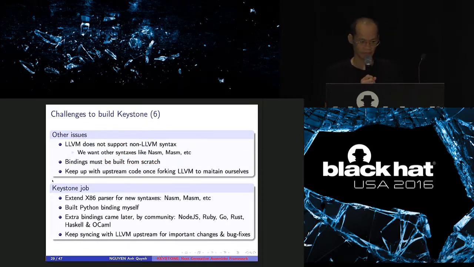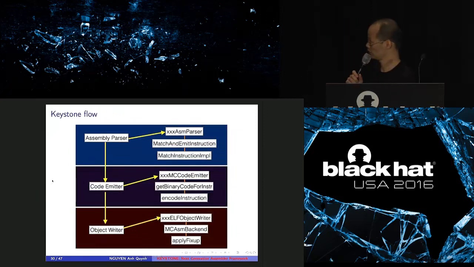Another issue is that LLVM doesn't support non-LLVM syntax, and there are no bindings inside LLVM. So what I had to do is extend the x86 parser to support new syntax like NASM or MASM, and I built all the bindings from scratch. So Keystone has bindings for Ruby, Python, JavaScript, Go, Rust, Haskell, and even OCaml. And here's the flow of Keystone. You have the parser, you have the code emitter, you have the linker at the last phase.